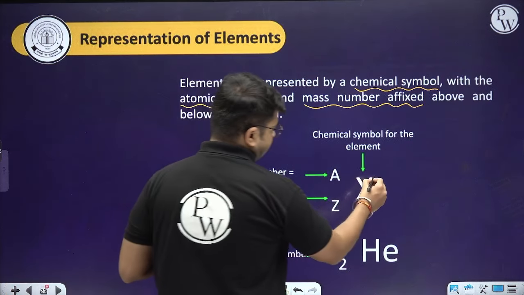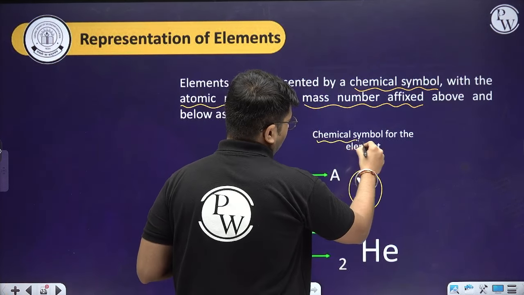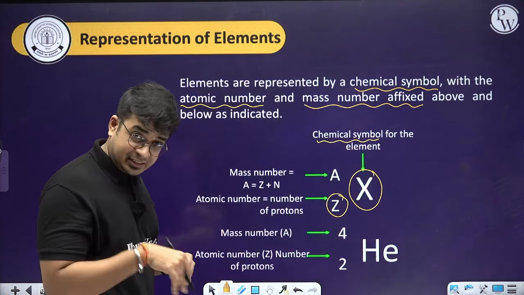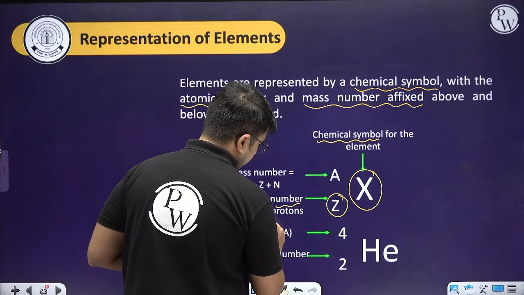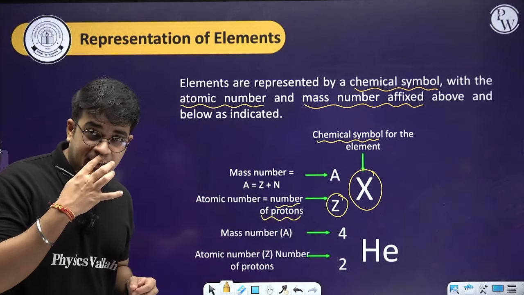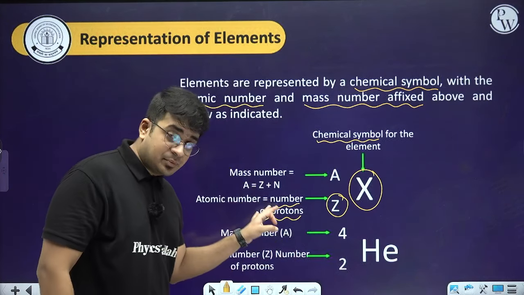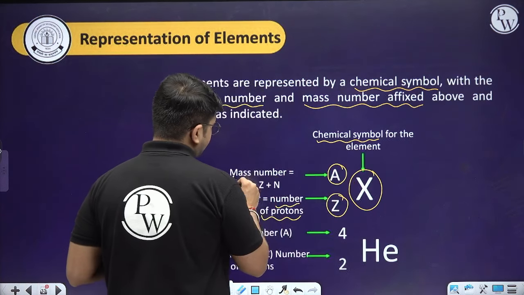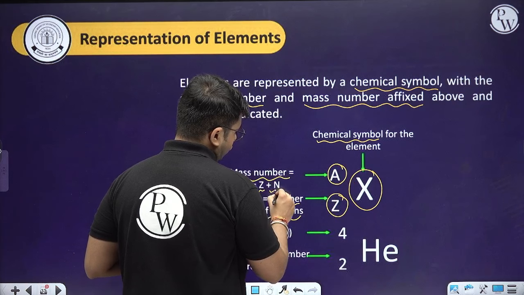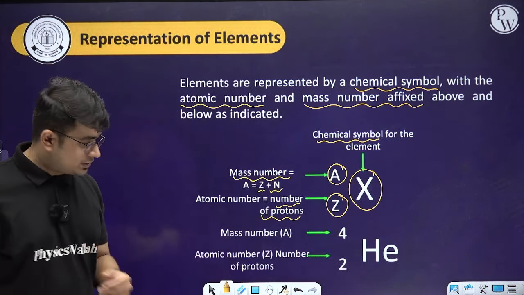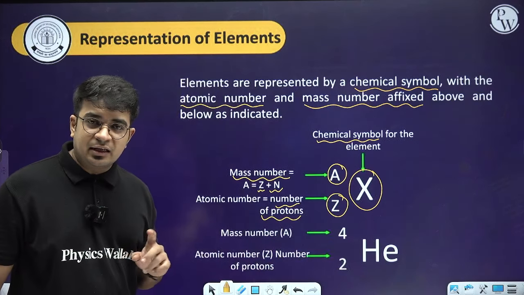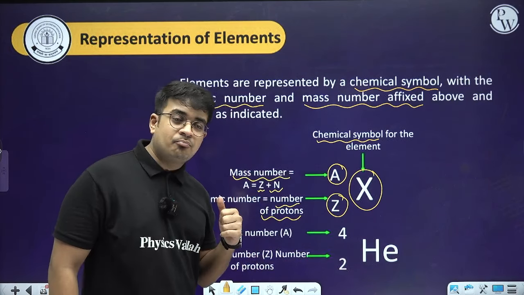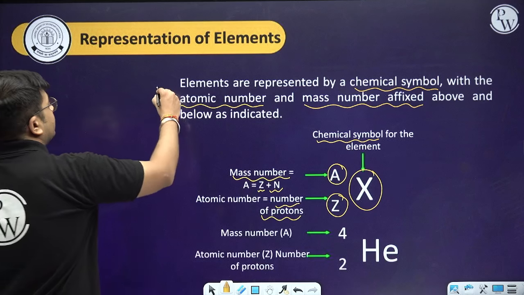Let's say this is X, where X is the symbol of the element, and Z is the atomic number, which equals the number of protons. In a neutral atom, this number is equal to the number of electrons also. A is the mass number, which is the sum of the number of protons and the number of neutrons. For example, helium is 2He4. 2 is the atomic number, He is the symbol, 4 is the mass number. That is the basic idea about the representation.